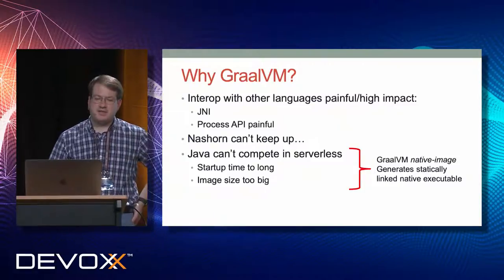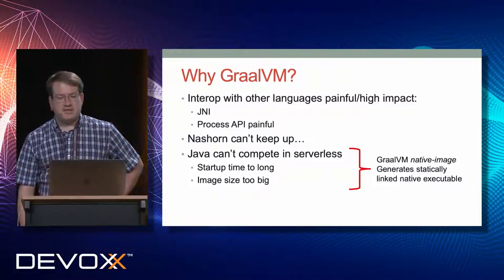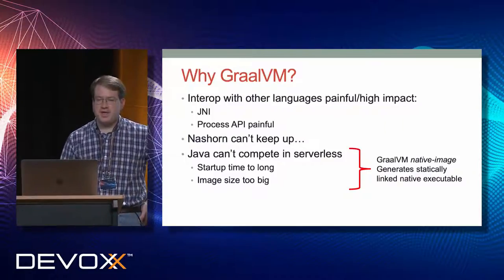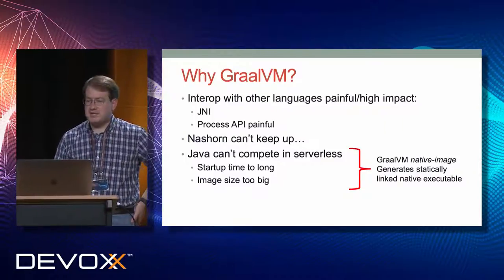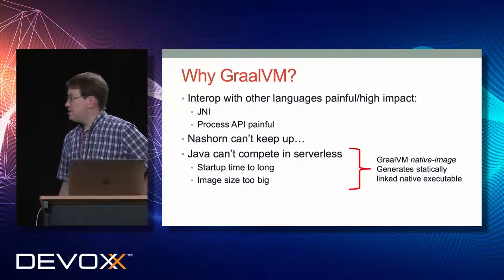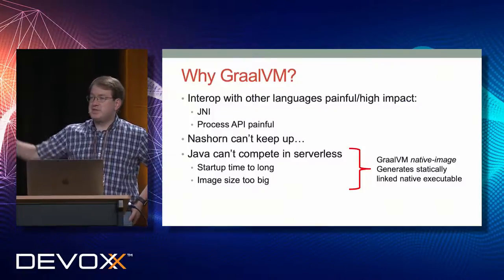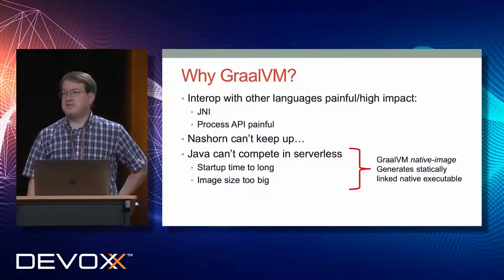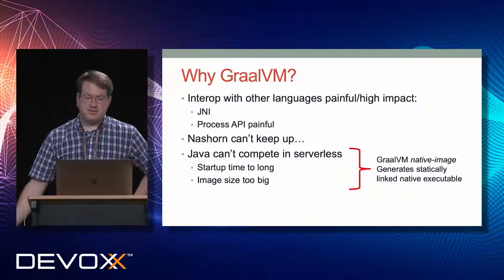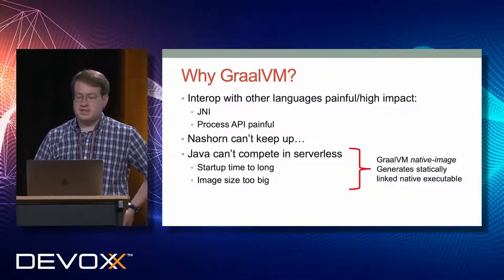Another reason for GraalVM is that Java can't compete with serverless. The startup time is too long and the image size is too big. GraalVM makes that much easier with its native image capability, which generates statically linked executables. So now Java can be a player in the serverless area. With GraalVM producing native executables, we now have instant startup, etc.